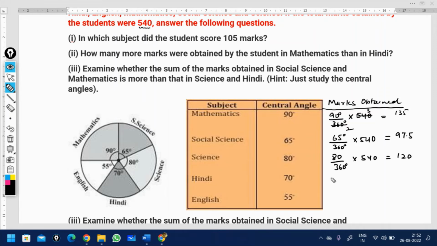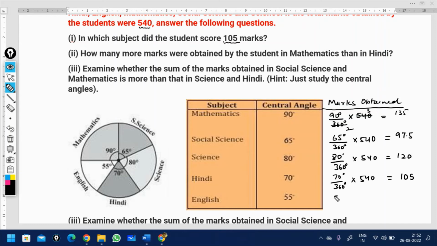So that means till now we haven't got the answer to which subject the student scored 105 marks in. It was neither mathematics nor social sciences nor science. So that is 70 upon 360 degrees. These are the degrees given to us, and we multiply by the total marks, and yes, this will come out to be 105.